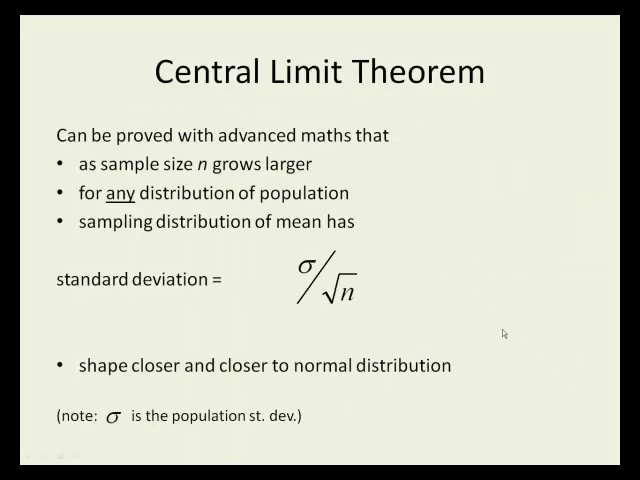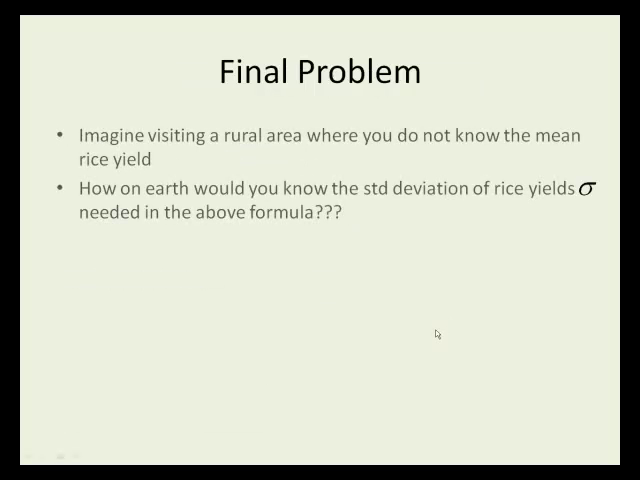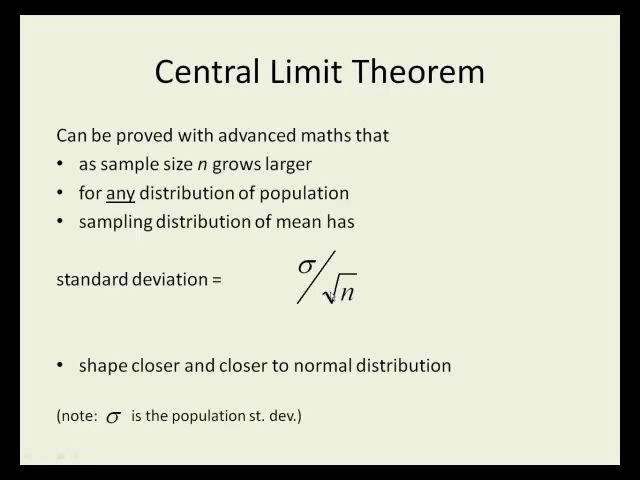That's called the central limit theorem, and almost all the tests that you're likely to meet rely on this to some degree. The final problem with using this, and this is the last technical thing we're going to do before we start to talk conceptually about what you can do with the tests, is if you were in a rural area and you didn't know the mean rice yield, how on earth would you know the standard deviation of the rice yields? If you don't know the mean, you wouldn't know the standard deviation. So in these formulas that I've been giving you, you don't know that, so it's hopeless.